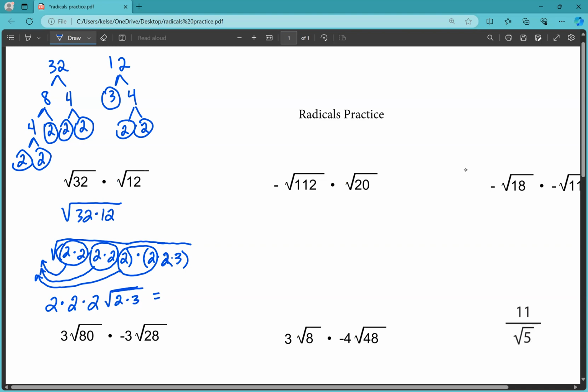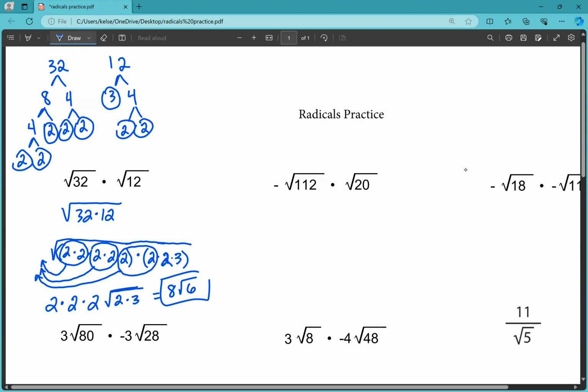And then to fully simplify your answer, you multiply anything that's on the outside together. So 2 times 2 times 2 is 8. And you multiply anything that's on the inside together. 2 times 3 is 6. And there you go. So that is your simplified answer. Okay, and we typically will not get numbers this large, so it's not going to be as extensive of a process, but just know how you complete the whole thing.